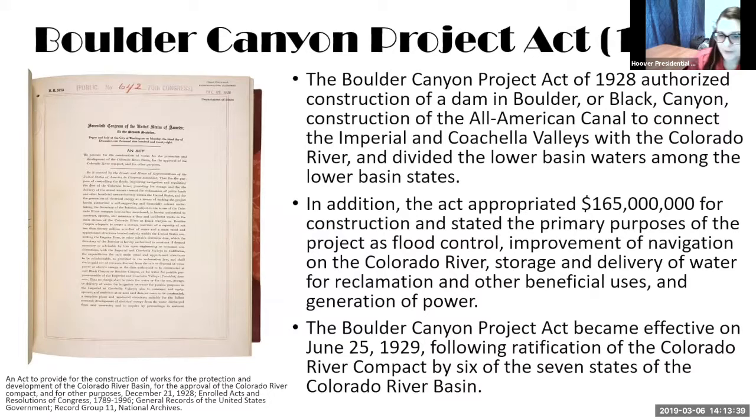The Boulder Canyon Project Act became effective on June 25th, 1929, following the ratification of the Colorado River Compact by 6 of the 7 states of the Colorado River Basin.